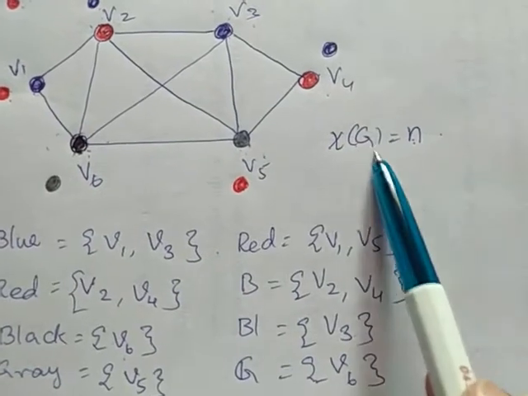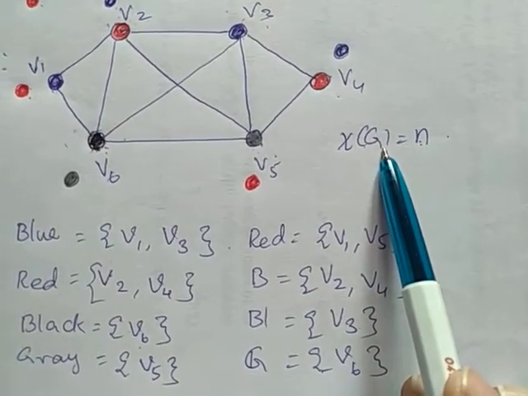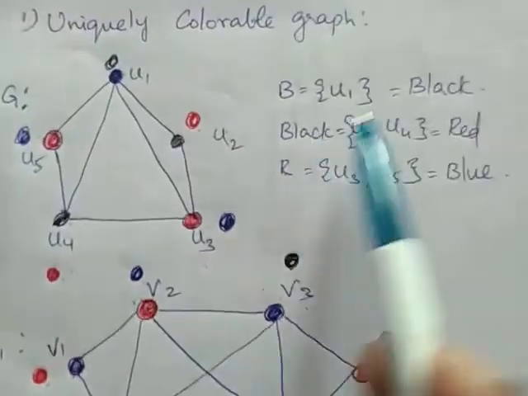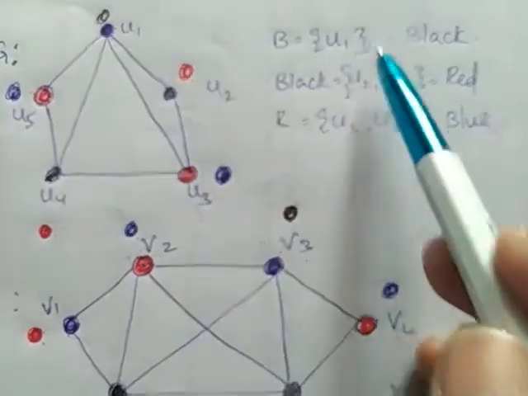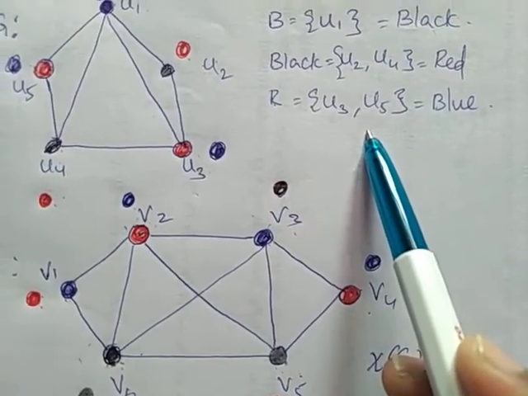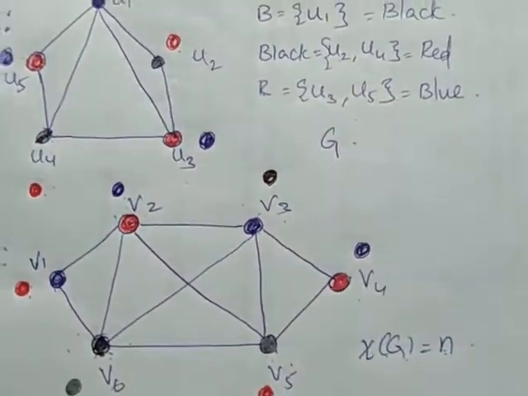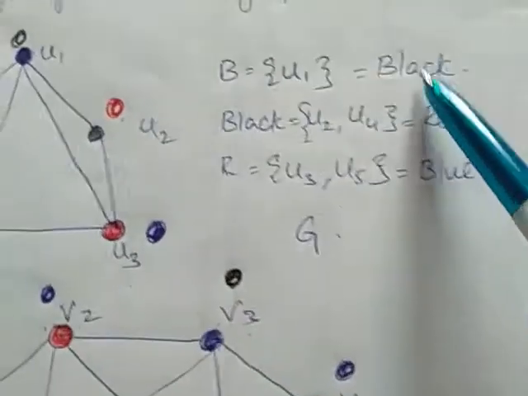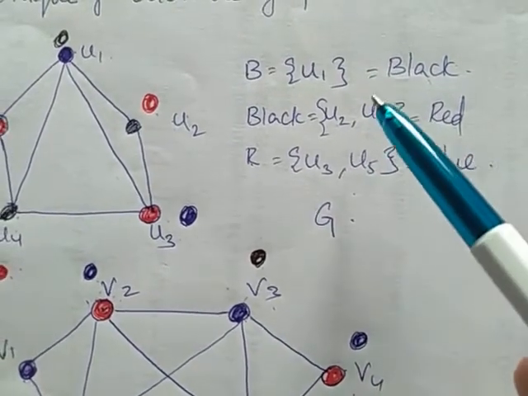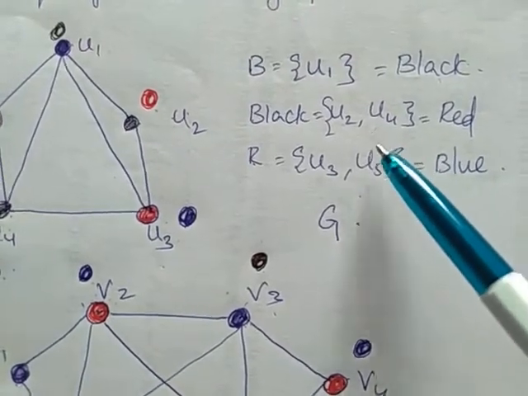So if chi of G is n and every n-coloring of G induces the same partition of vertices, whatever color we choose, the same partition of vertices V of G, then we say G is a uniquely colorable graph. Whatever color we choose, if the partition of the vertices is the same, then G is known as a uniquely colorable graph.